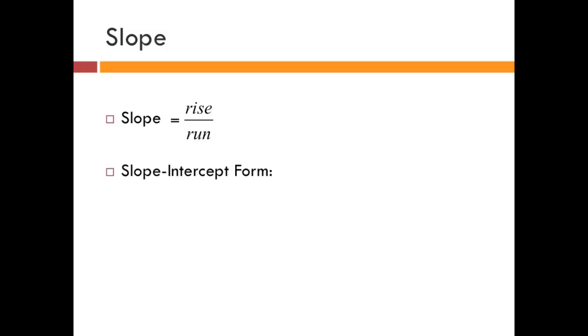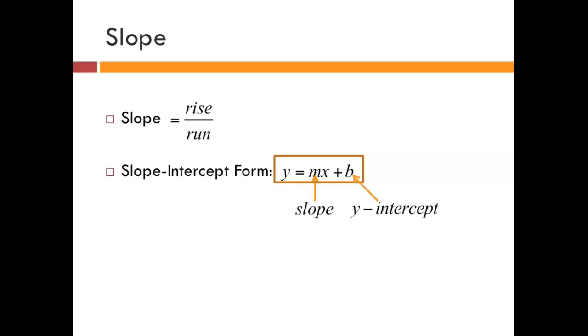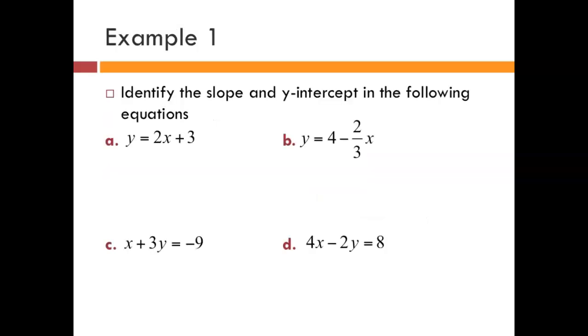An equation that is in slope-intercept form is going to be of this form: y equals mx plus b. So when you're looking at slope-intercept form, m is going to represent the slope, and the b value is going to represent the y-intercept. And that's why it's called slope-intercept form, because you can easily identify the slope and the y-intercept in this form. All right, let's take a look at some examples. Identify the slope and y-intercept in the following equations.